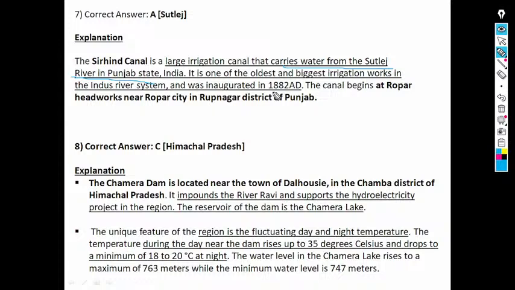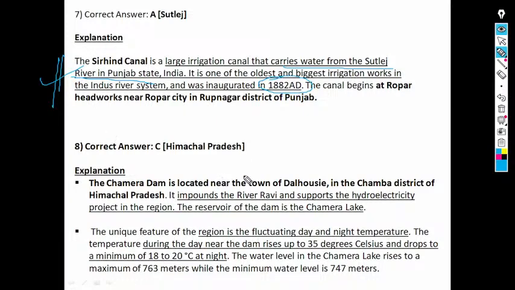This canal begins near Ropar city in the Roopnagar district of Punjab. Sir-Hind Canal dates to British time, 1882 AD.